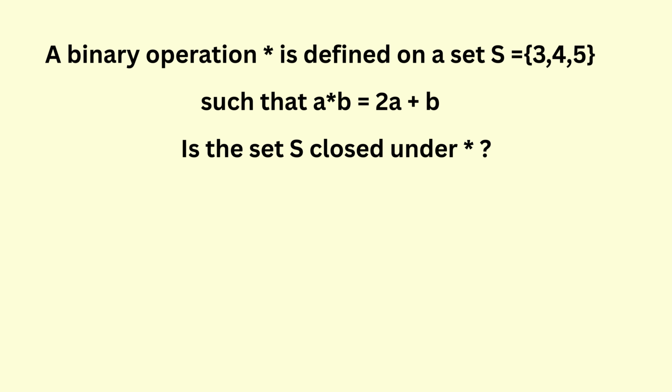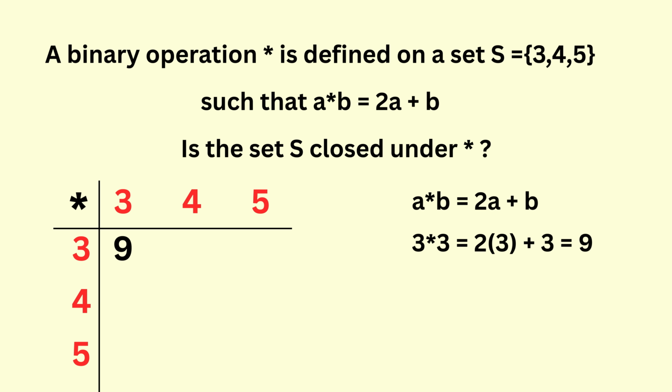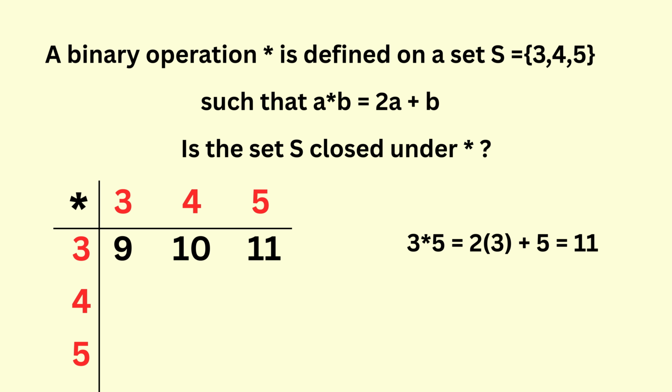Now let's test closure with a custom operation. Suppose the set S contains 3, 4, and 5, and the operation star is defined as 2a plus b. Is the set closed under star? To answer this question, we can build the operation table using the three elements in the set. 3 star 3 is 9. 3 star 4 is 10. And 3 star 5 is 11.